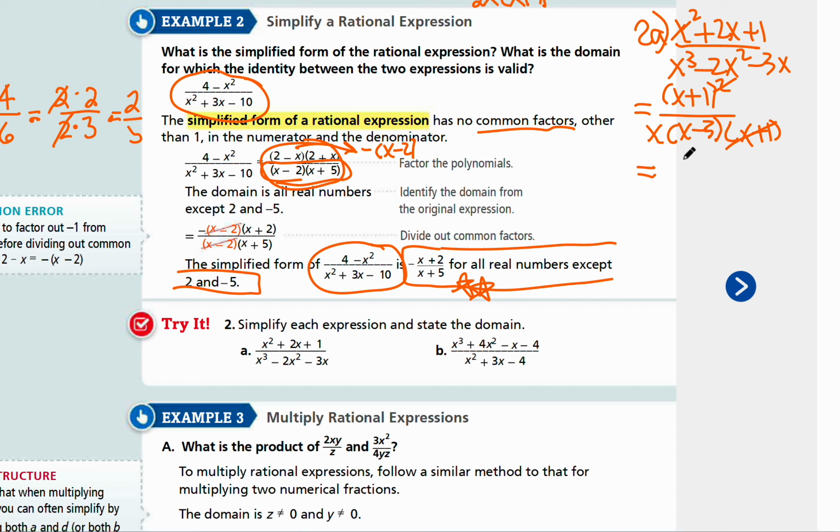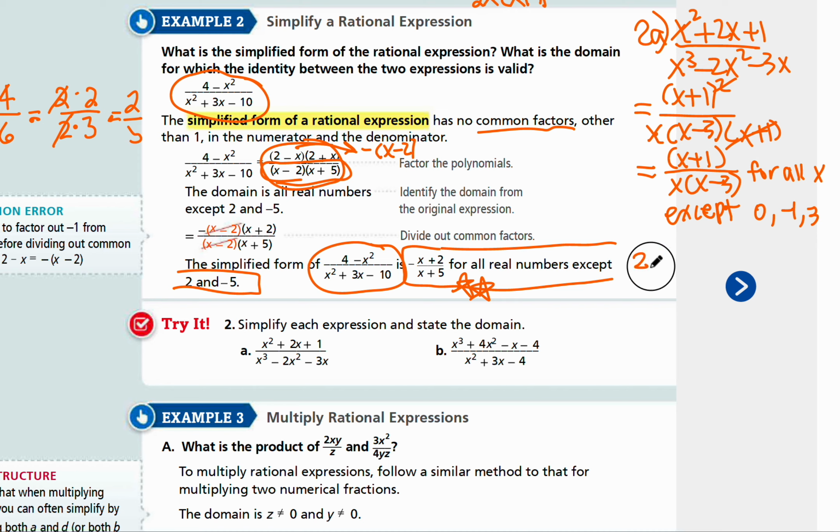Finally, we have x plus 1 over x times x minus 3, but don't forget to state the domain: all x except what? Your original zeros were 0, positive 3, and negative 1. So all x except 0, negative 1, and positive 3.